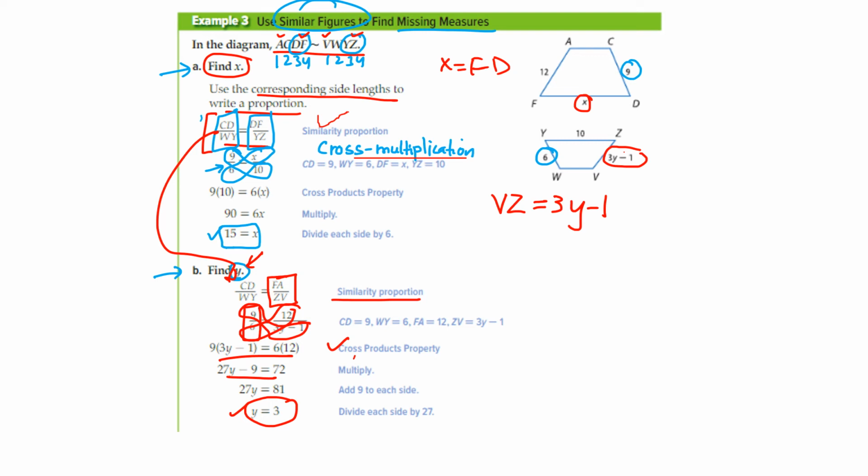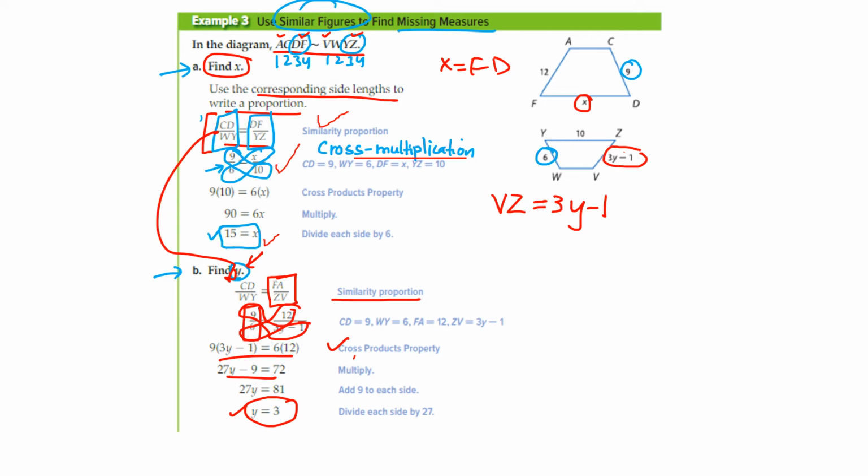Okay, and DZ over DF is equal to x, which you don't know, and YZ is equal to 10, which is given to you. So just put the values, do the cross multiplication, and when you solve, your x comes out to be 15. You divide by 6 on both sides. Now to find y, you need to take ZV. So when you take ZV here, you take FA here.